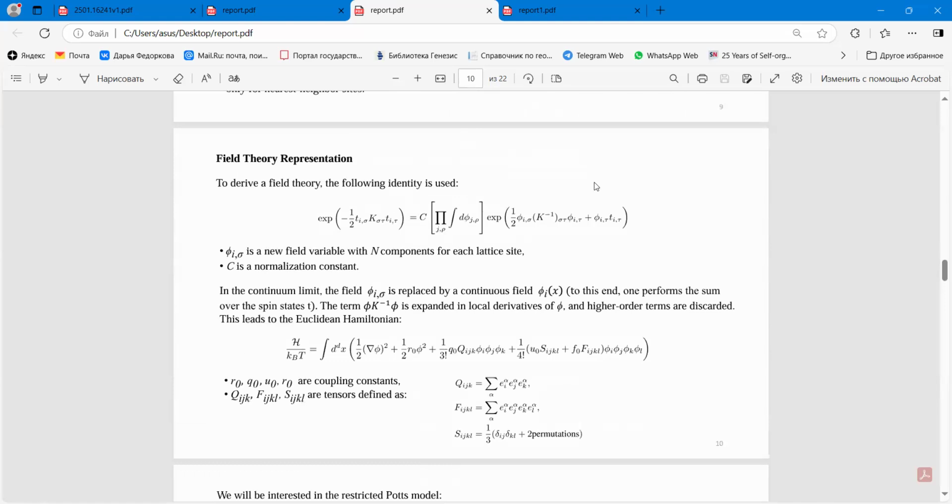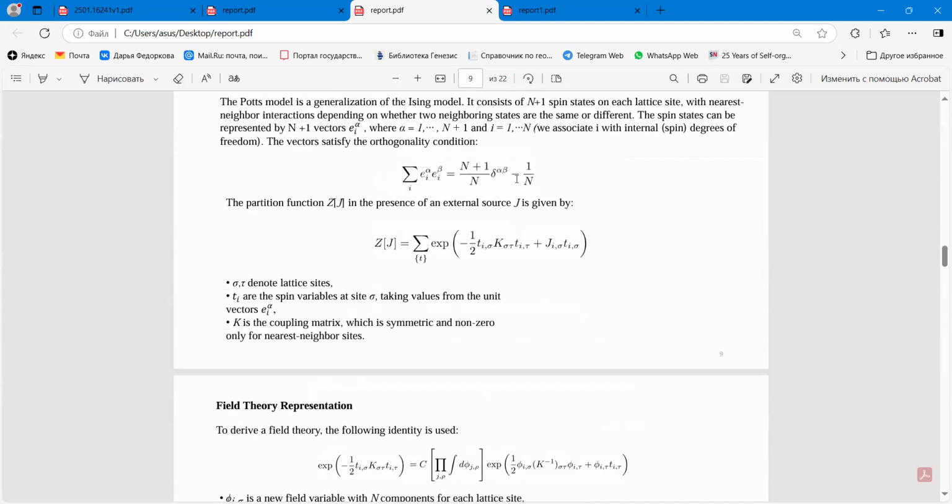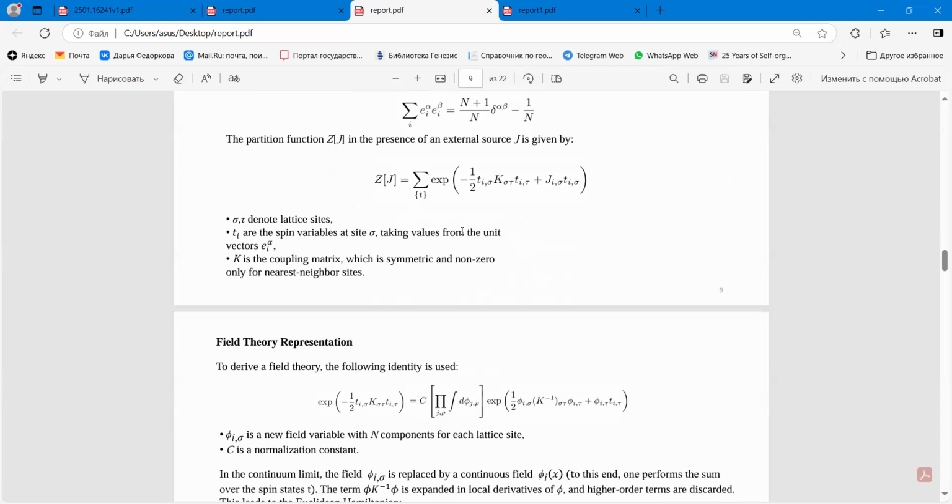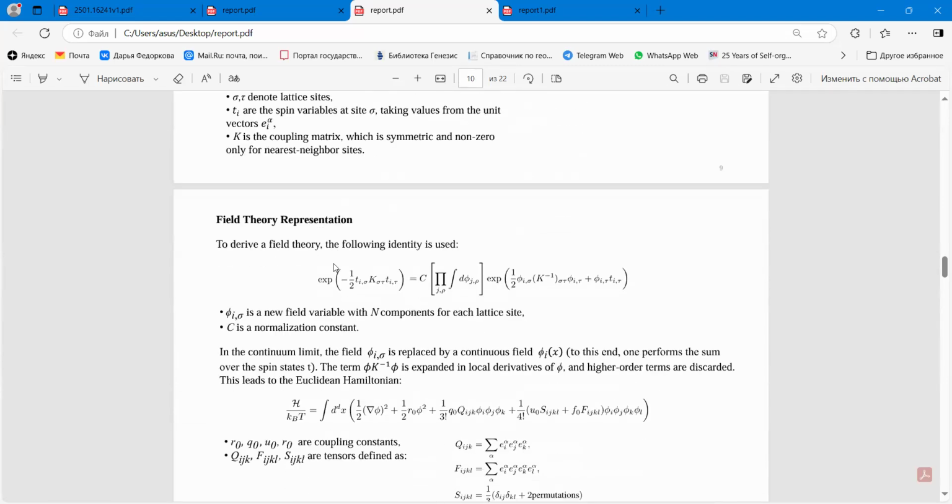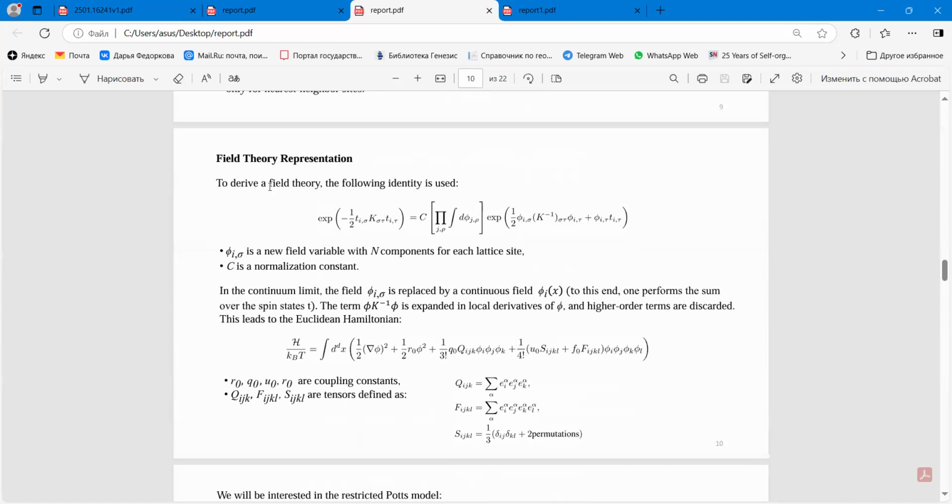And usually we can represent the POTS model and such type of model in field theory representation. And to derive a field theory, the following identity is used.